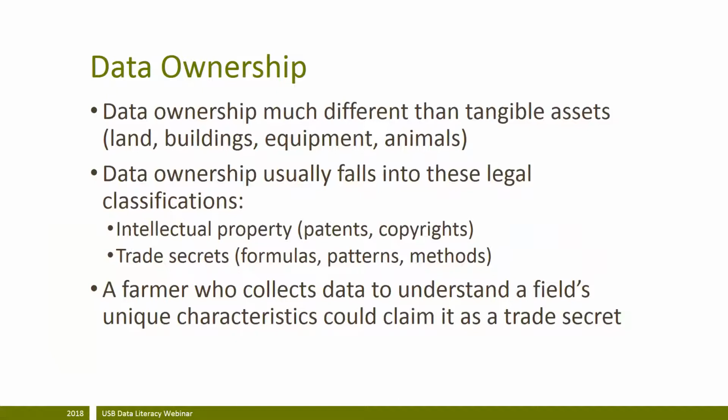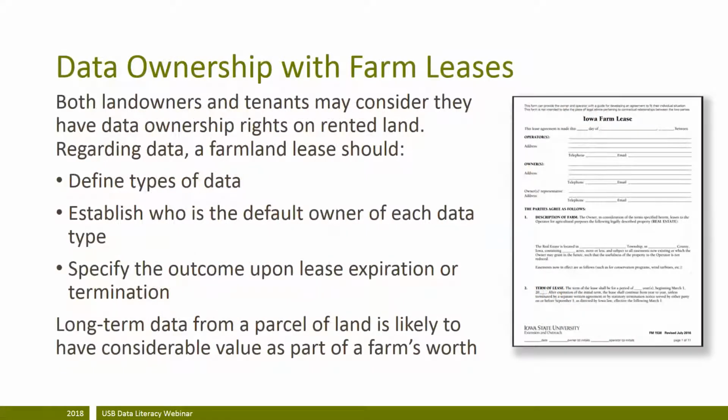And of course, we know in the law that you can protect something and show ownership of something that you've created originally, such as a patent or a copyright can protect that. We also know that things that people do uniquely, such as if they have a certain pattern of work or they invent a formula or a recipe or something like that, that can be treated as ownership of a trade secret. And so none of these apply perfectly to farm data ownership, but probably the closest one would be a trade secret, because a farmer who collects data from their farm to understand a field's unique characteristics could claim it as a trade secret. So I'm going to go through three examples of three different situations where the ownership of data could be questionable and what a farmer might want to do about that.